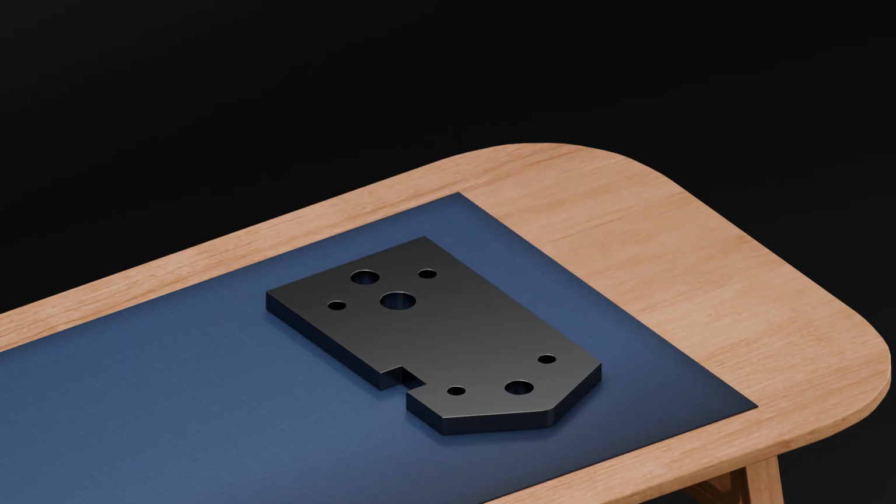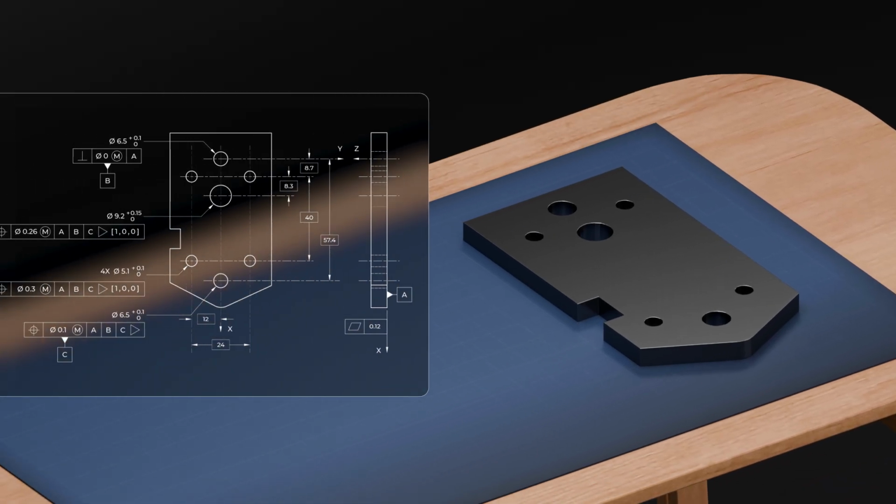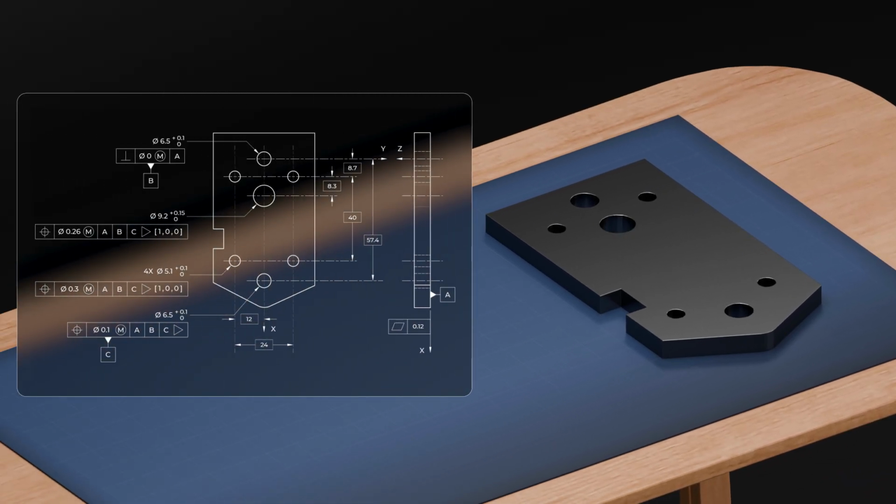Imagine we have a part that looks like this. And on the drawing here we have three datums. Datum A, that's a flat plane, the bottom surface of a part. Datum B, the upper 6.5mm hole. And datum C, the lower 6.5mm hole. Now there are 5 additional holes on the same part that need to align correctly when we assemble it. The 9.2mm hole, and the 4 small 5.1mm holes, as we can see on the drawing.